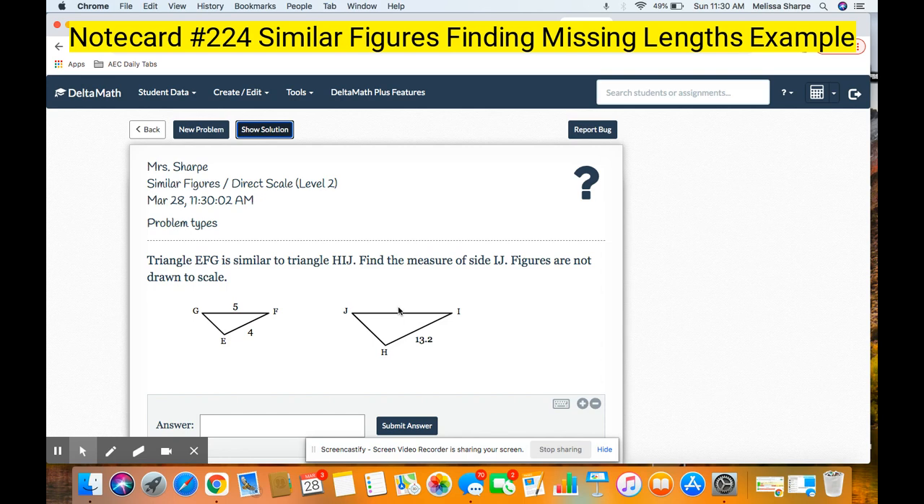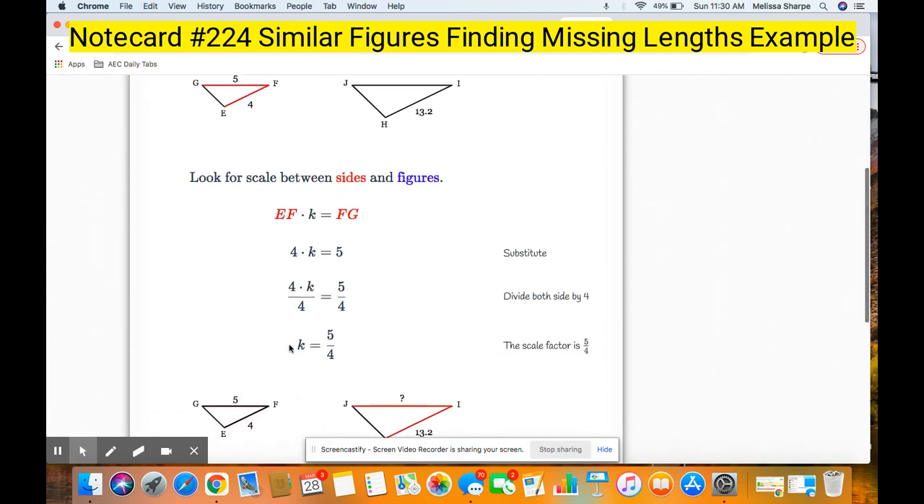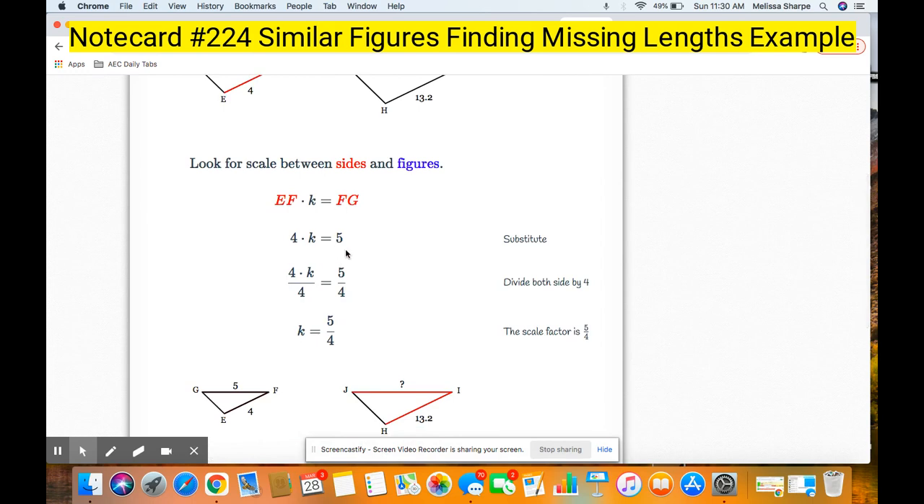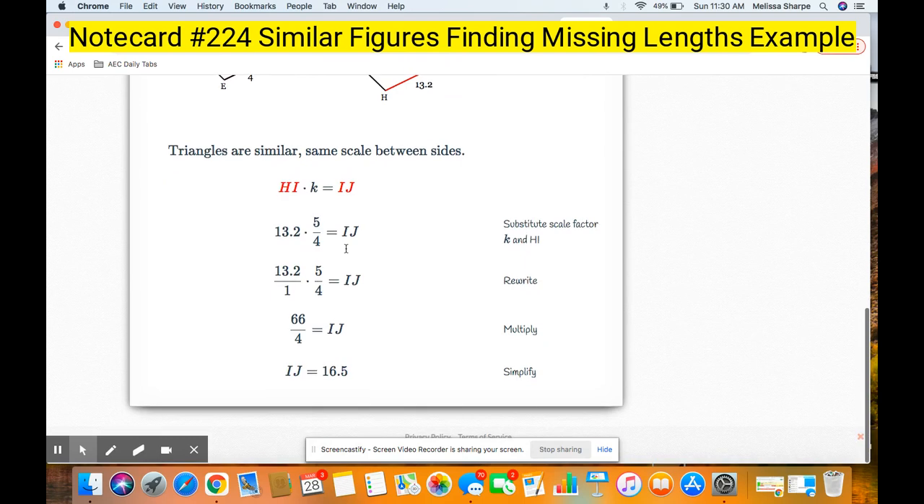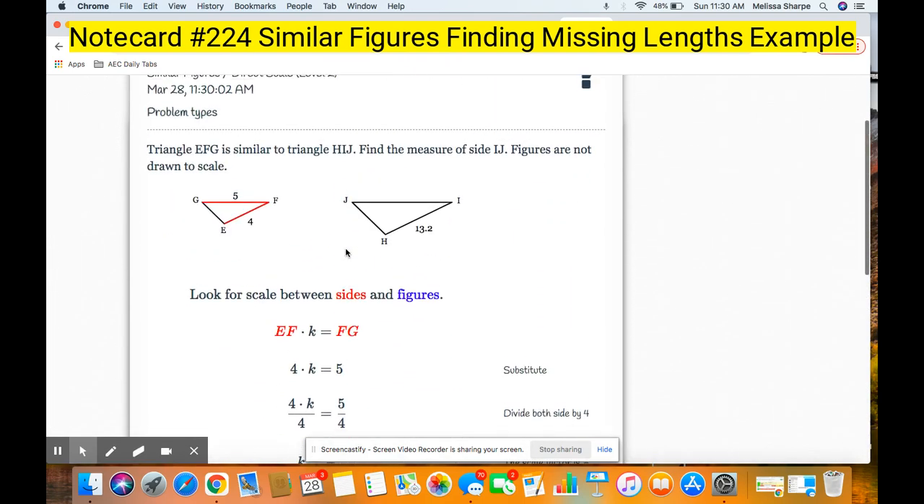And you have several ways you can set this up. You could say 5 is to 4 as X is to 13.2. You could say 5 is to X as 4 is to 13.2. And you just cross multiply and solve. Now what they're doing is they're looking for a scale factor between the two sides, and they find it, and then they multiply. We can just set up a proportion.